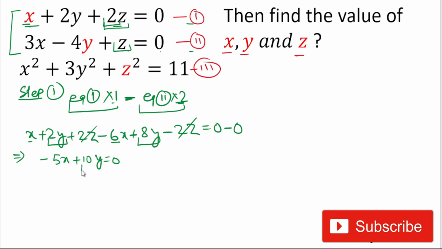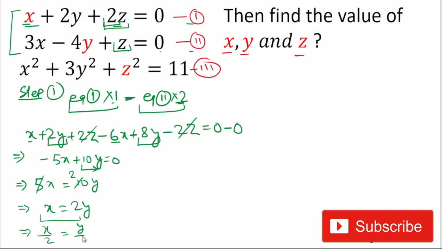Now we take 10y to the right hand side and multiply by minus, so 5x equals 10y, and 5 twos are 10, so x equals 2y. Now we divide both sides by 2 and we get x by 2, and 2 and 2 cancel on the other side, so we can write y by 1.